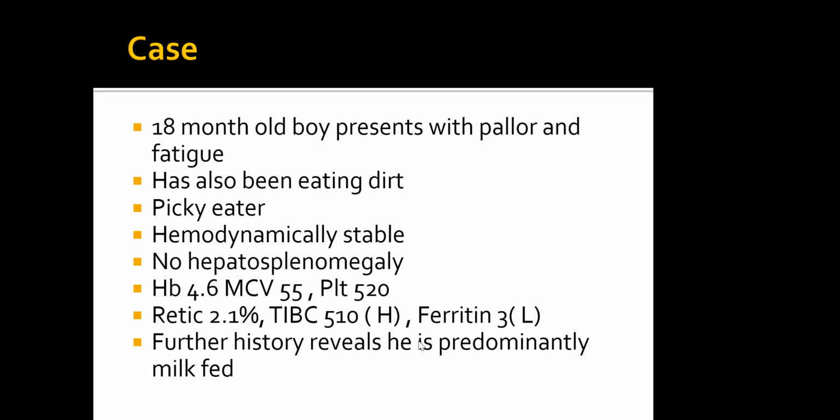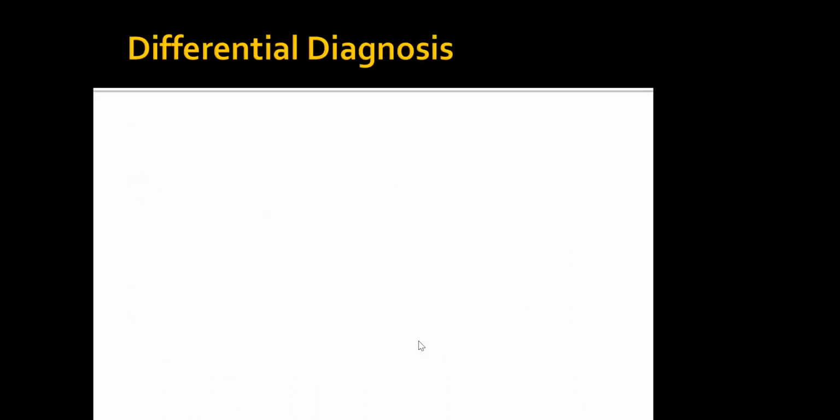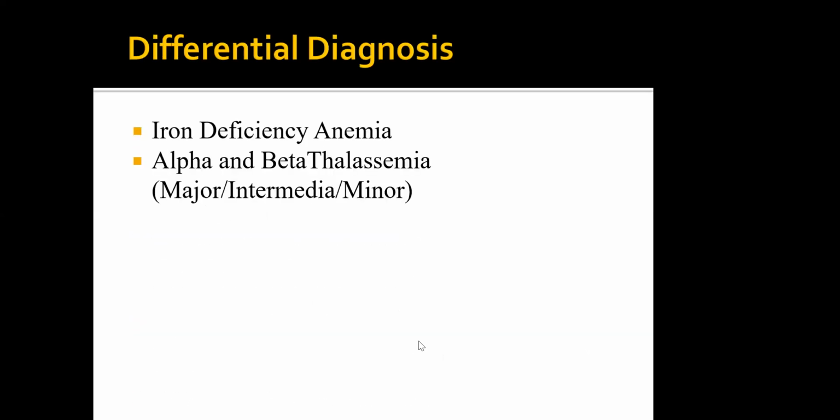You know it. You have the history suggesting iron deficiency anemia and you have the lab parameters to tell us this. What would be your differentials in this case? So the first differential that comes to us is alpha and beta thalassemia in these cases. It could be major, it could be minor, it could be an intermediate also that is presenting right now. We also look at sideroblastic anemia and keep that in our minds.